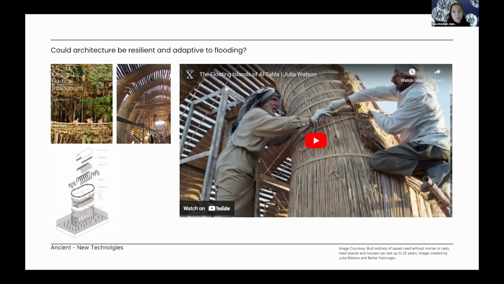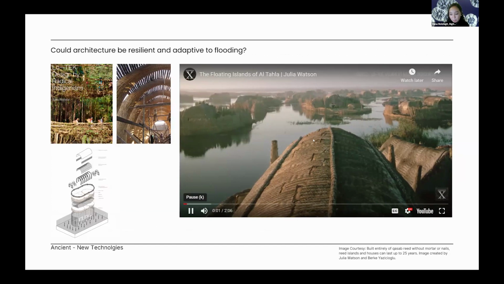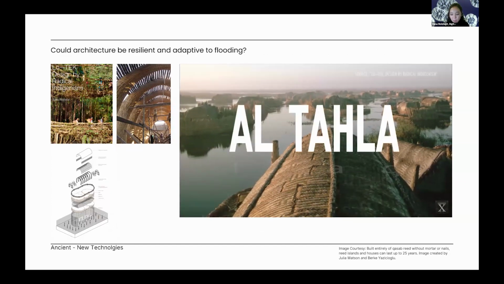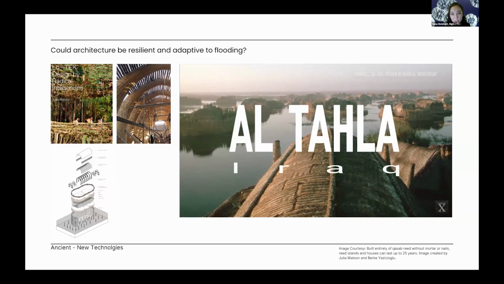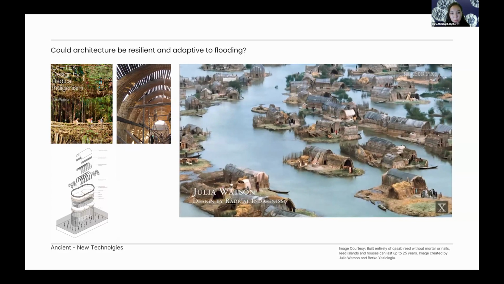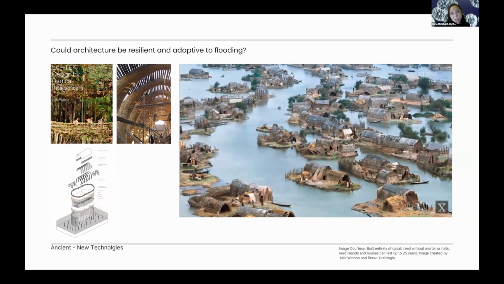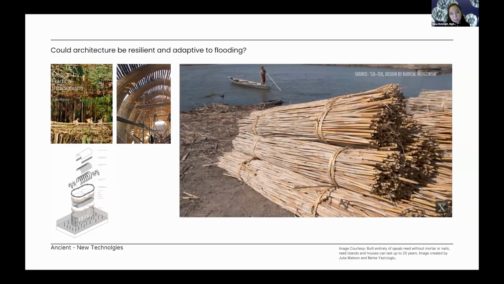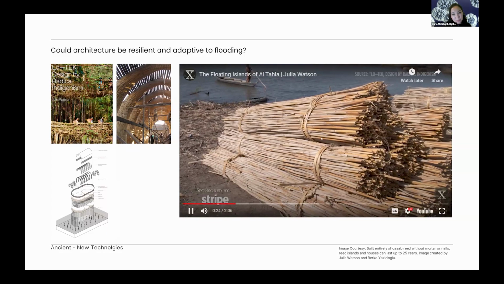Could architecture be resilient and adaptive to flooding? These are floating islands of Al Tahla in the wetlands of southern Iraq. It's built from a single living reed species, mixed with mud and dry reeds. And as you can see, it floods, and these are very resilient structures for flooding and climate change.